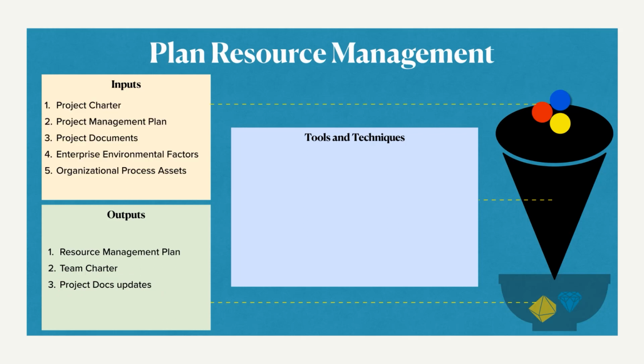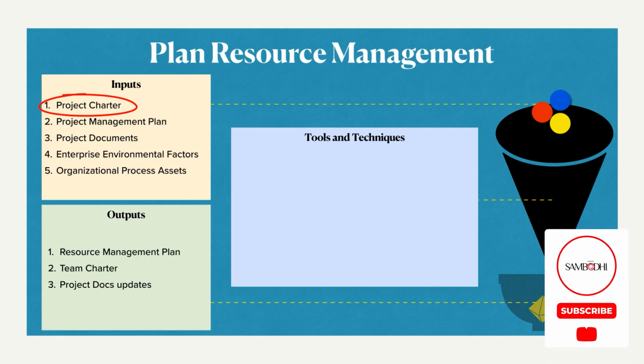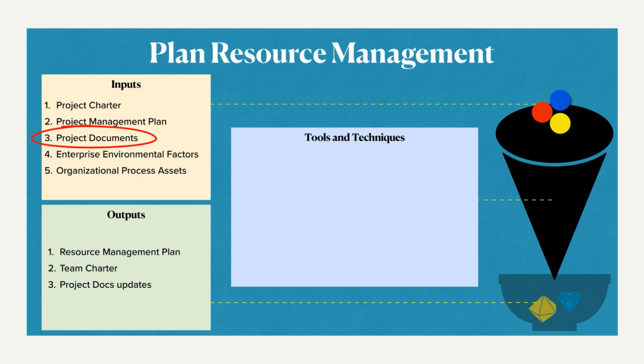Let's look at what inputs we have. Project charter, just mind the difference. This is a project charter, this is a team charter. So the project charter serves as an important input. We have the project management plan. So here we can make use of the quality management plan or scope baseline. All these things come handy as inputs. The project documents are used as inputs. Here the risk register, project schedule, or you might consider the stakeholder register because we are planning the resources.